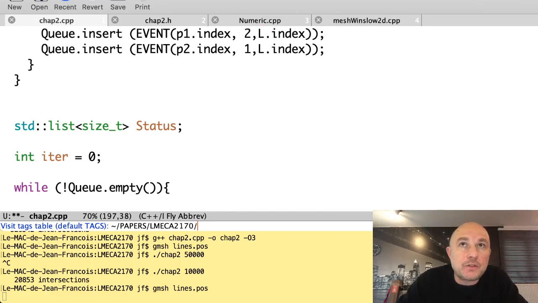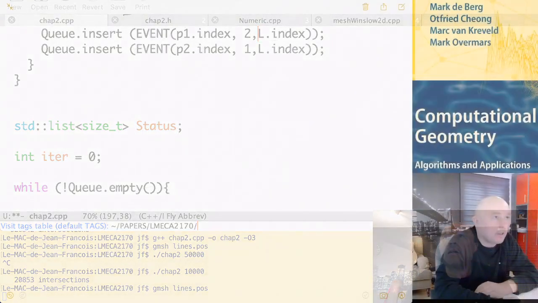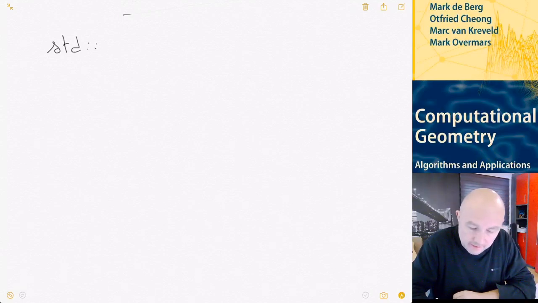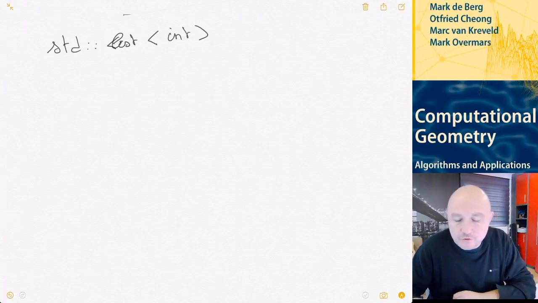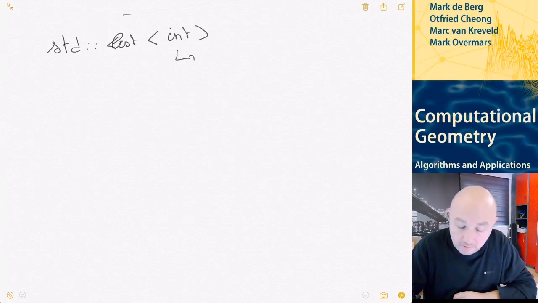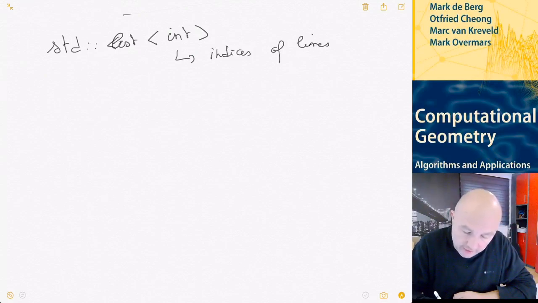And then we have a second data structure here, which contains the status. So this is a simple list. Let's go back to here. So here we have a std list of, let's say, integers. I put integers, size_t, it's just unsigned integers. It's a list of integers. Those integers just mean the indices of lines. Okay, so it's a doubly linked list.